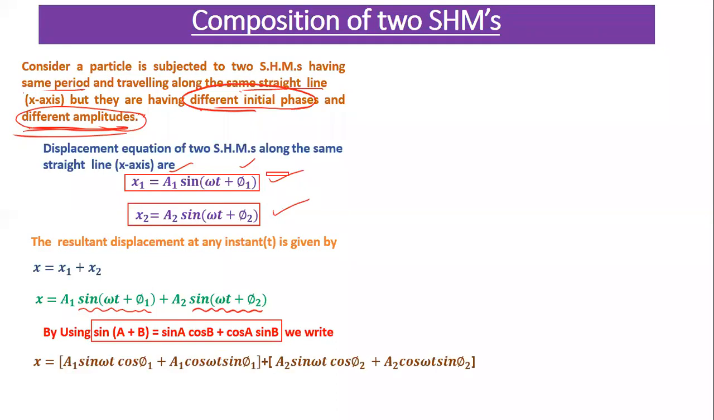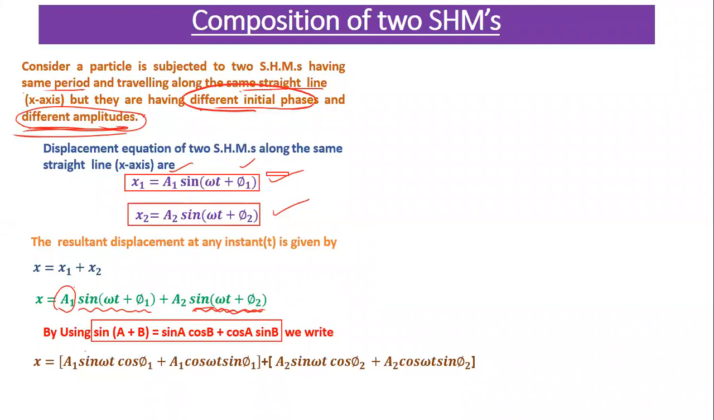So we get the equation x is equal to a1 into sine omega t cos phi 1 plus cos omega t sine phi 1, and we multiply this a1 to every term, so we get this equation. Similarly, the next bracket also: a2 into sine omega t cos phi 2 plus a2 cos omega t sine phi 2.